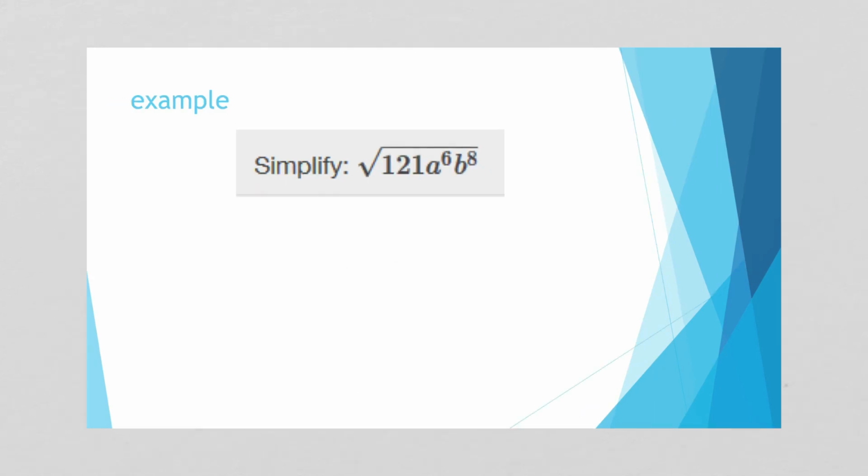All right, the square root of 121 is 11. If we have 6 A shoes in there, then how many pairs of A shoes do we have? We've got 3. If we've got 8 B shoes in our closet, how many pairs of B shoes do we have? 4. There you go, you're done.